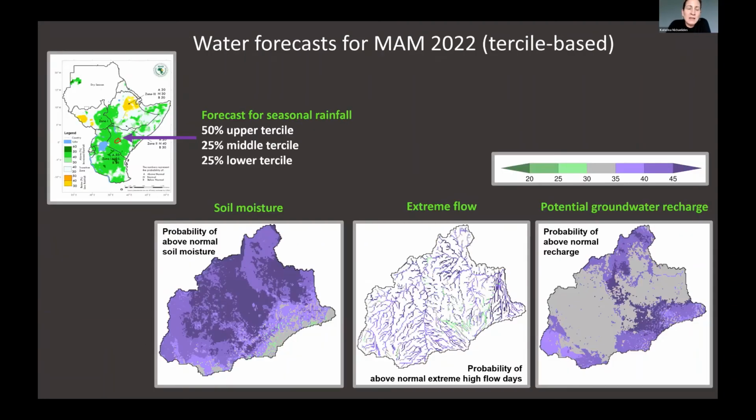And we can obtain something like this, which has a lot more granularity than the GHACOF forecast, because it's run through a high resolution hydrological model. And you can see that, of course, the rainfall is one aspect, but filtering it through the ground provides more spatially explicit probabilities of soil moisture or extreme flow or groundwater recharge that takes account of the rainfall probabilities, but also the conditions on the ground.